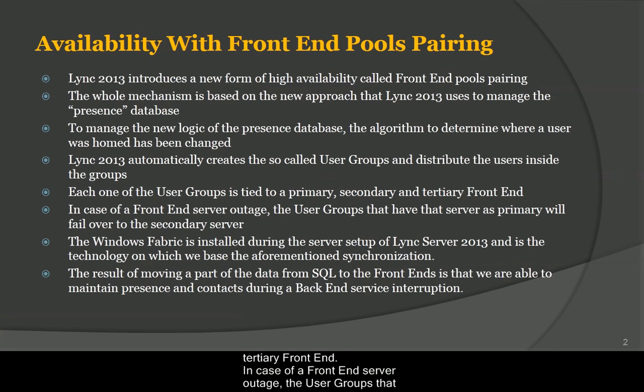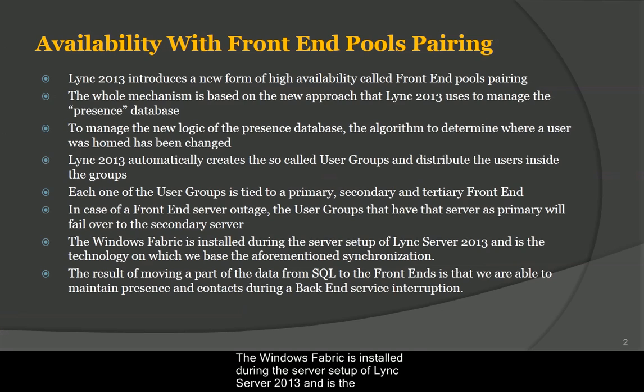In case of a front-end server outage, the user groups that have that server as primary will fail over to the secondary server. If the secondary is not available or fails, and the primary is still not working, the groups will fail over to the tertiary server. Any additional failover will require the election of another front end and the creation of a new user group for the users. Such mechanisms require that we have an underlying service to replicate data between front-end servers and maintaining up to 3 copies of the user's data on the front-end servers.